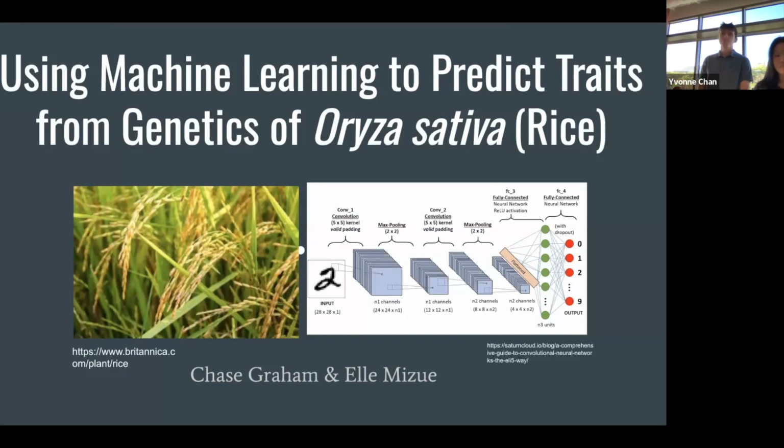Okay. My name is Chase Graham, and I'm Ellie Mizue, and our project is using machine learning to predict traits from genetics of Oryza sativa, or rice organisms.